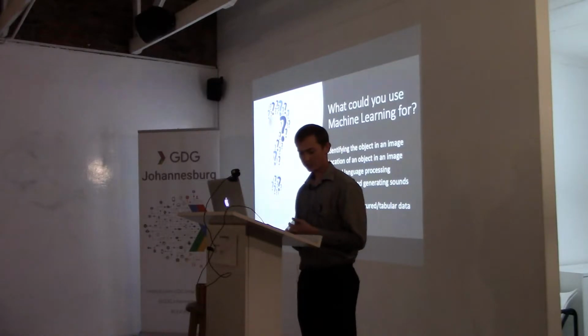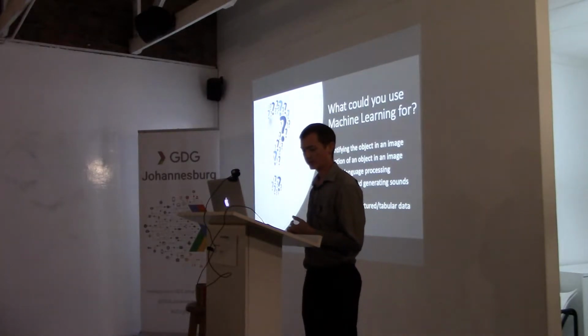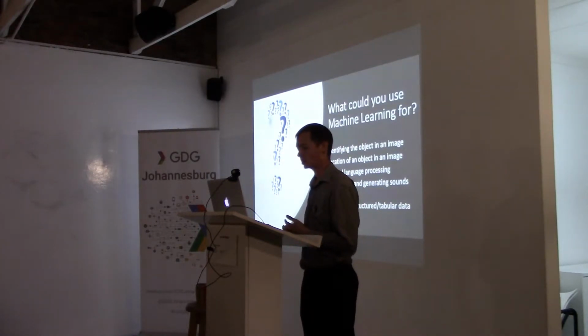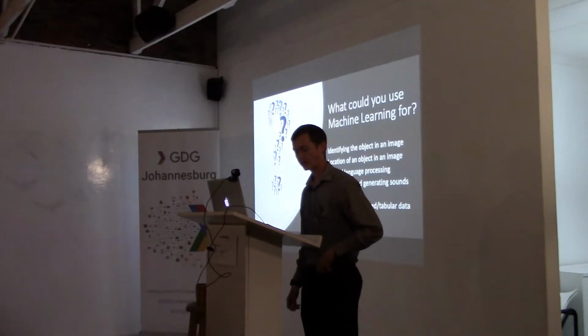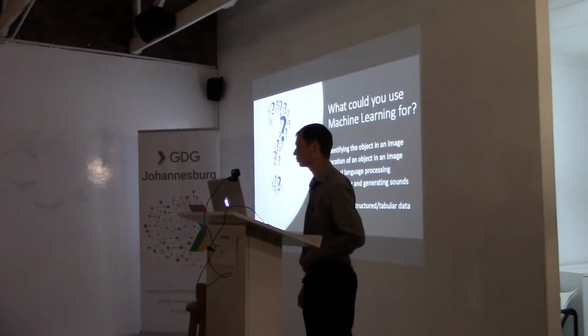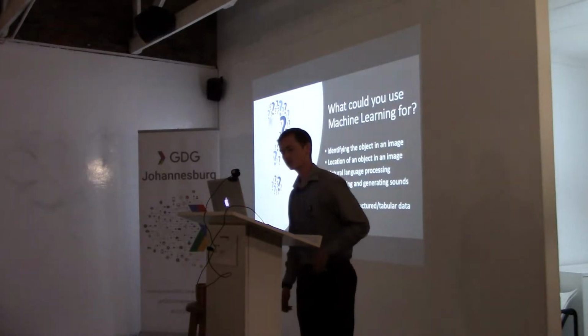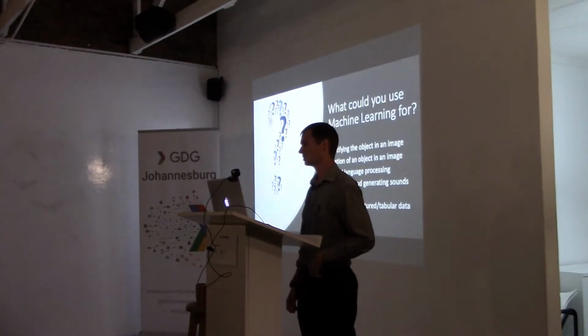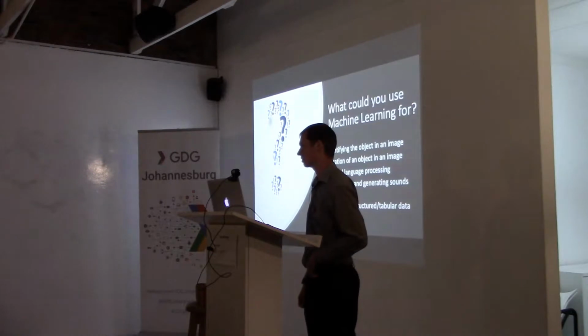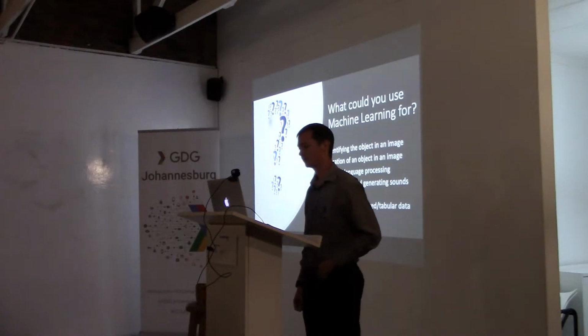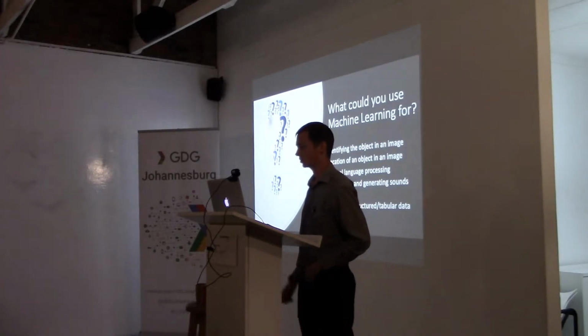Natural language processing. So that's NLP like chatbots, understanding written commands, things like that. Recognizing and generating sounds and speech. So this is how your Google Home and Alexa would work. And where all of the money is, forecasting structured and tabular data. So given the last 10 years financials for a company, can we predict what the next year's financials are going to look like? And this is where a lot of data scientists work.